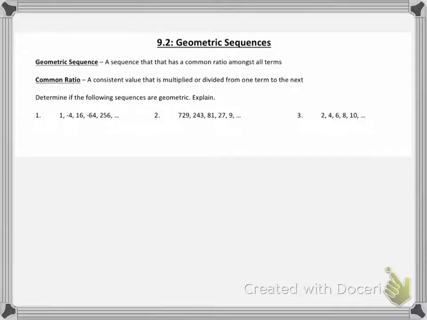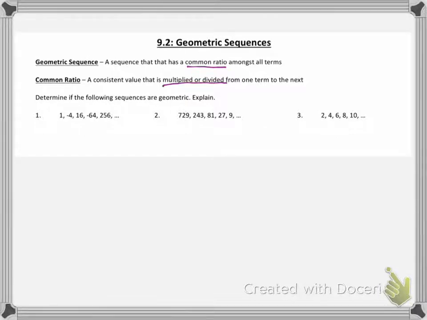So what exactly is a geometric sequence? This is a sequence that has a common ratio amongst all terms. Common ratio is a consistent value that is multiplied or divided from one term to the next. So arithmetic sequences you learned in the last lesson, they had what was called a common difference, where the same thing is added or subtracted. Geometric sequence, we're looking for the same thing being multiplied or divided.